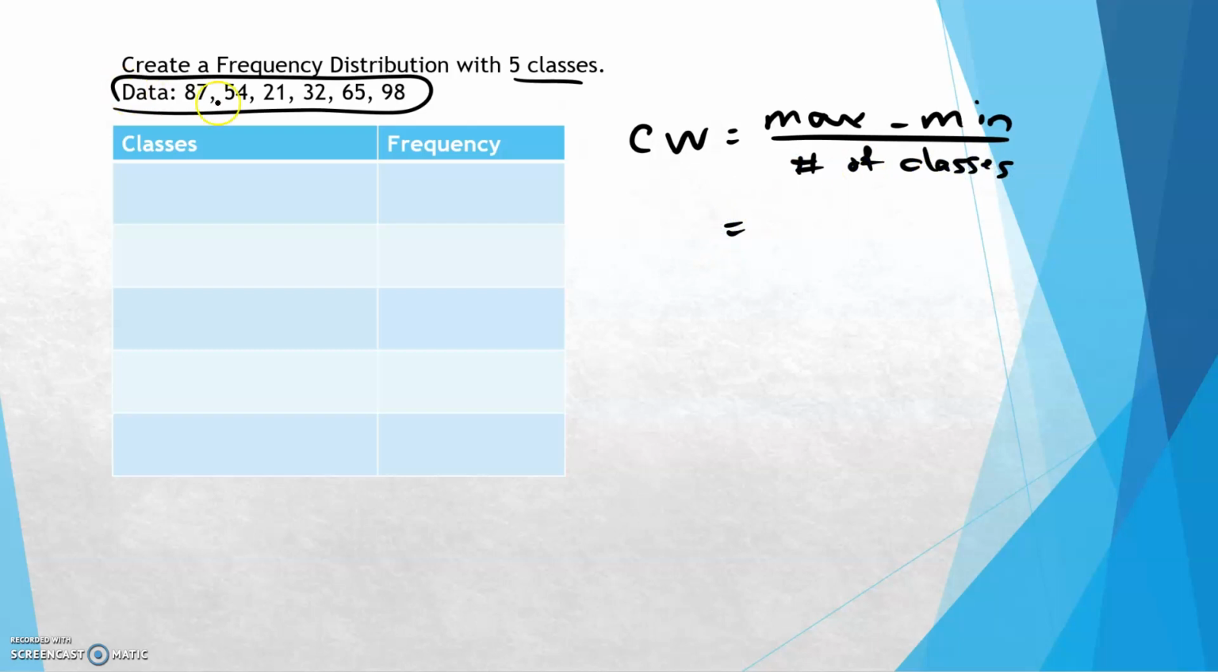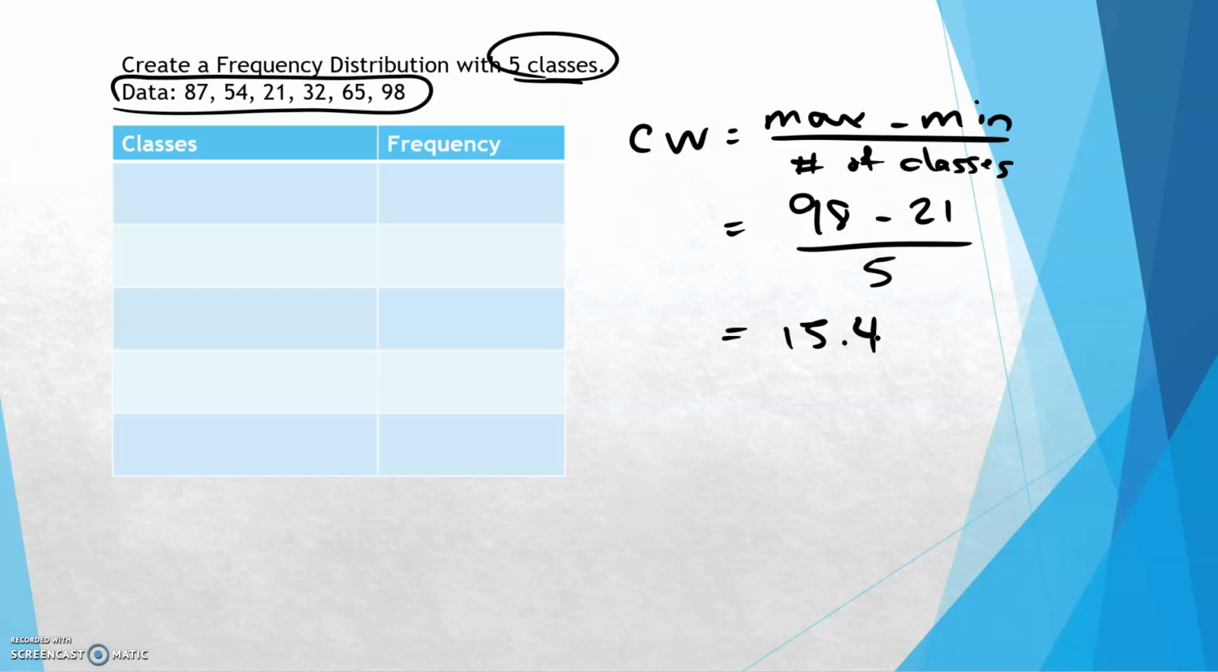Okay, so within our data, right here, the max number looks like 98. The smallest number looks like 21. And it said use 5 classes. So divide by 5. So that's going to give us 15.4. But remember, if we're looking for the class width, we're always going to round this up to the next higher number if it comes out to a decimal. So this would be 16.